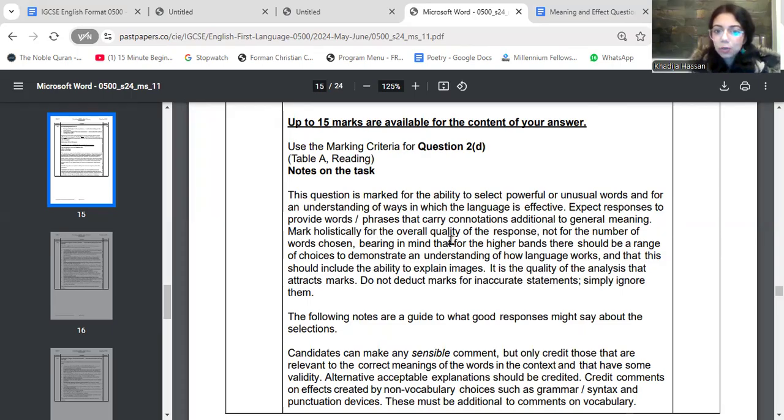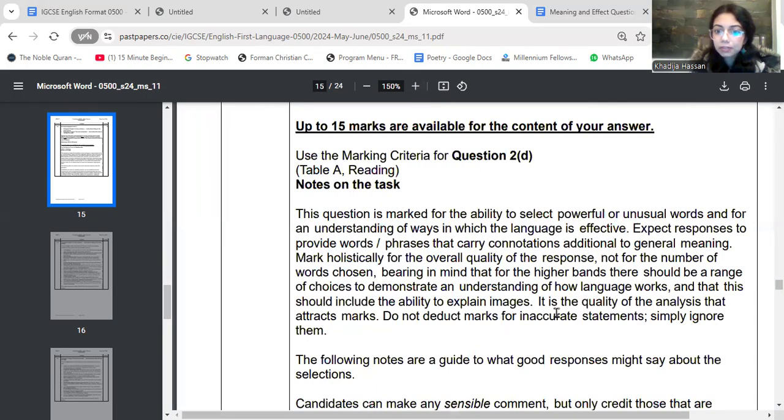Mark holistically for the overall quality of the response, not for the number of words chosen, bearing in mind that for the higher bands, there should be a range of choices to demonstrate an understanding of how language works, and that this should include the ability to explain images. It is the quality of the analysis that attracts marks. Do not deduct marks for inaccurate statements, simply ignore them. So, lucky for you guys, there's no negative marking.